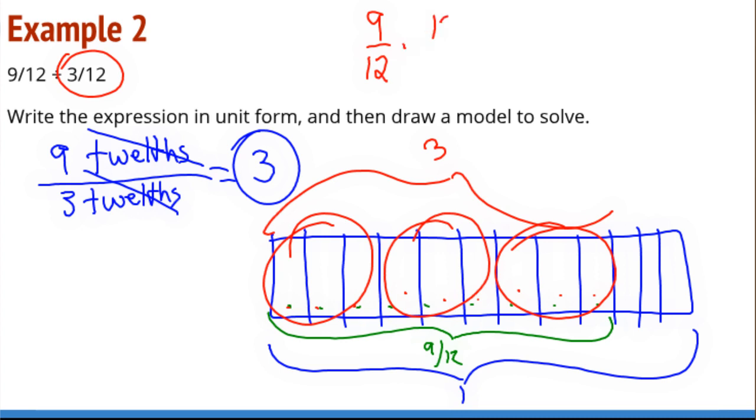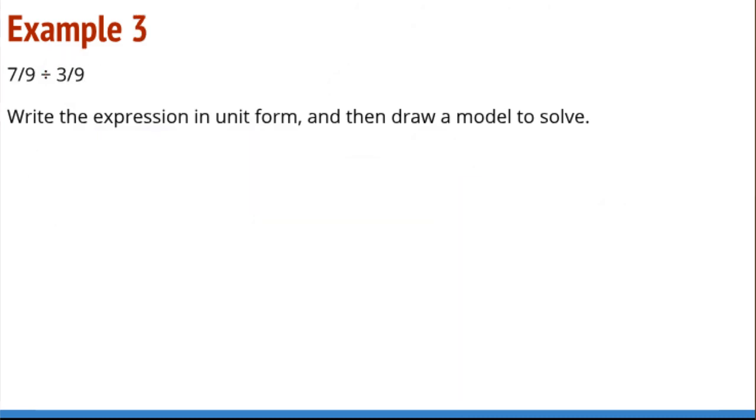9/12 times 12/3. Those 12ths will divide each other out, and I will have 9 divided by 3, which is 3. Just playing with that multiplication that we have been observing and noticing as a pattern in the last few lessons. Right, example 3, 7/9 divided by 3/9.